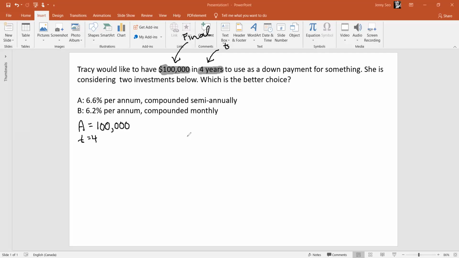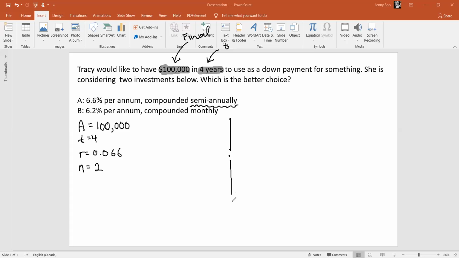She's considering two investments below. The first one, the rate is 0.066 and it's compounded semi-annually. In other words, that's 2 times a year. So that's it. So which is the better choice?